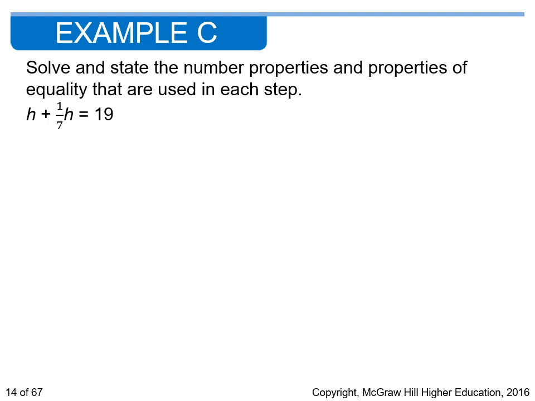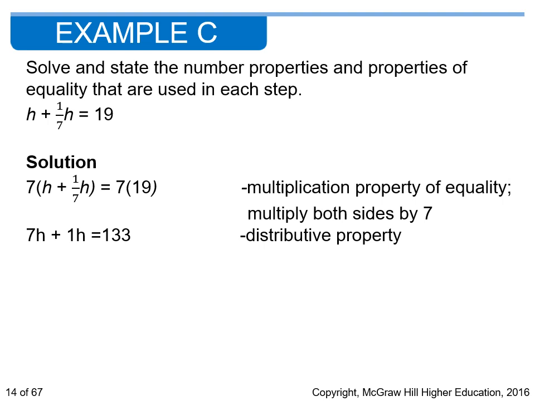So for example here, that means that h plus 1/7 h is the same as 19. If I'm going to solve this and substantiate each step with a property, the first thing you want to do, because there is a fraction, is to multiply both sides by the denominator. So that uses the multiplication property of equality by multiplying both sides by 7.